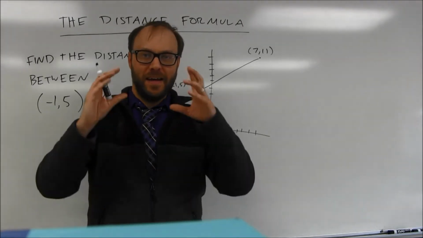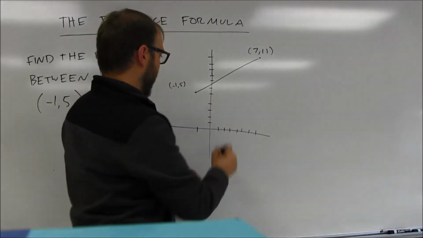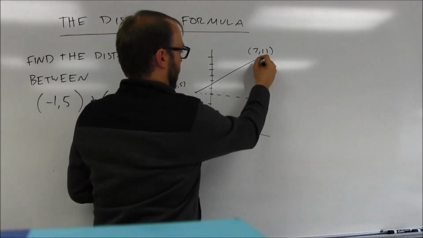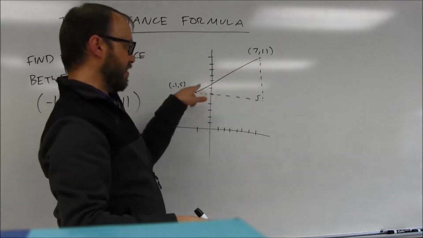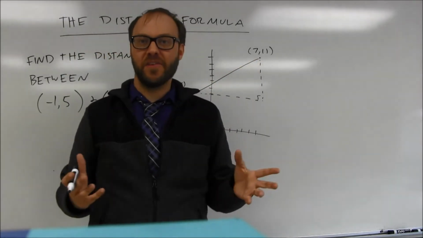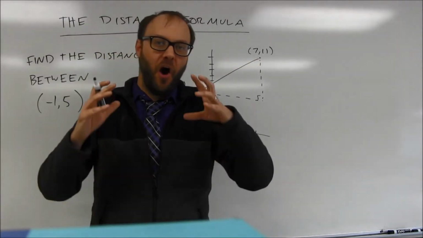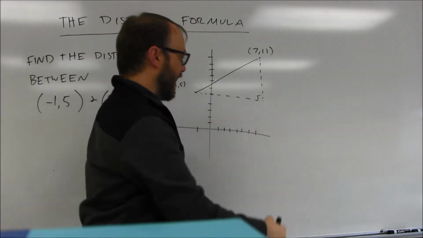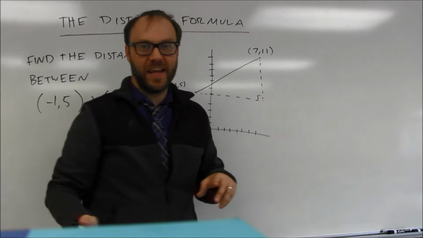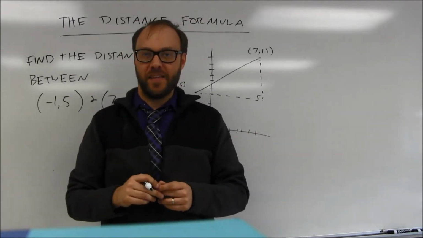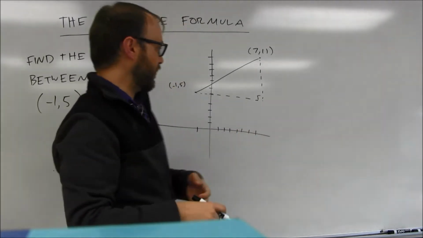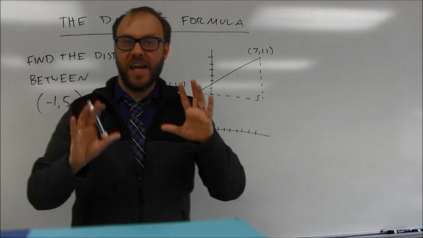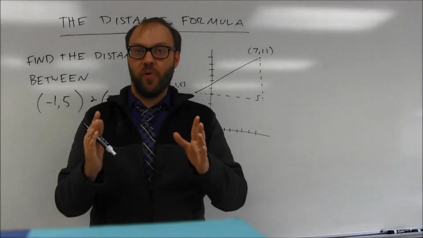All right? Here's how I'm going to approach it. I'm going to make a right triangle. And now you can see that length is actually the hypotenuse of a right triangle. All I really need to do here is find the length of the horizontal side and find the length of the vertical side, and then I can put the numbers in the Pythagorean theorem and I can find the overall side length. Okay? Well, how's that going to work? Well, take a look at my diagram. Remember what I showed you before.